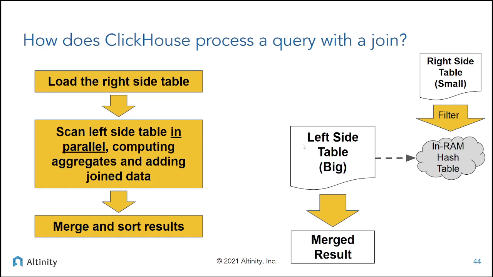What it will do is, once it's got that right side table in memory, it will now do a parallel scan of that left side table. So what we hope is that left side table is big, because that's where you're going to get your parallelization, and as it runs down that join, as each hardware thread is reading data, computing aggregates, it's also going to look across and grab data out of that in-RAM hash table and add that to the results as it goes along.